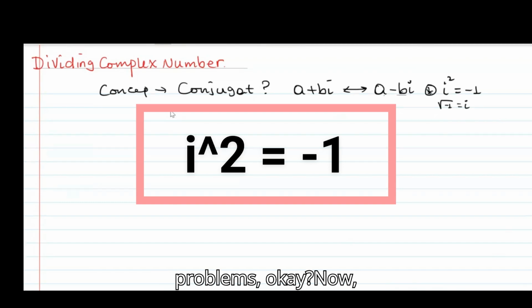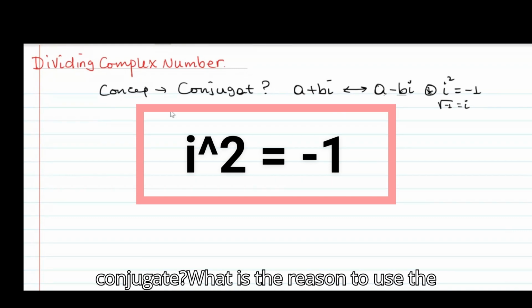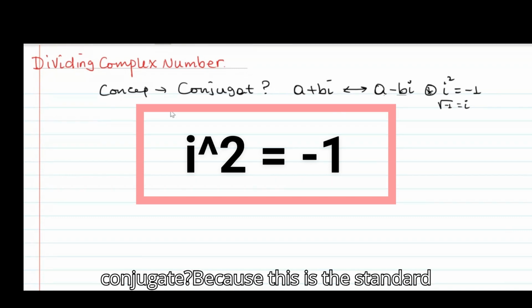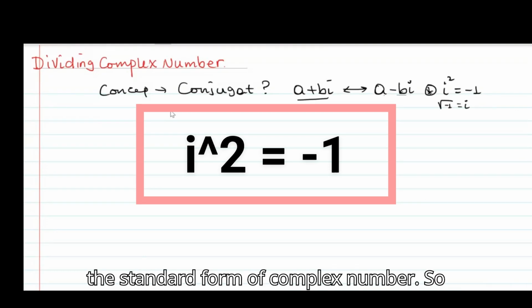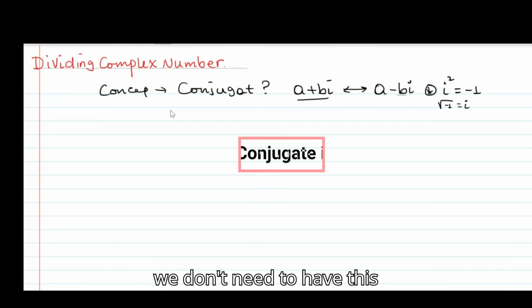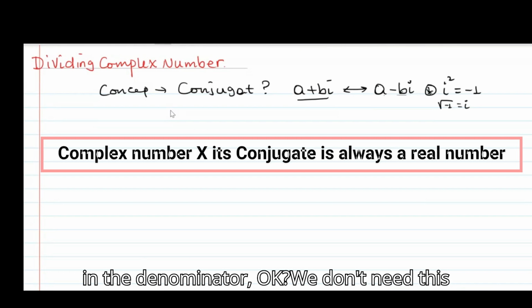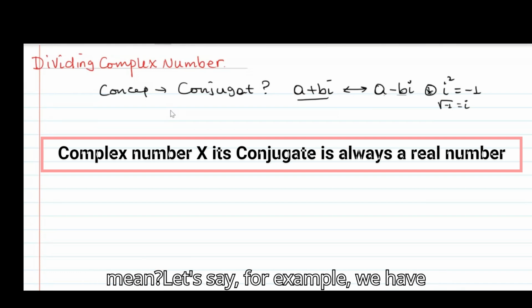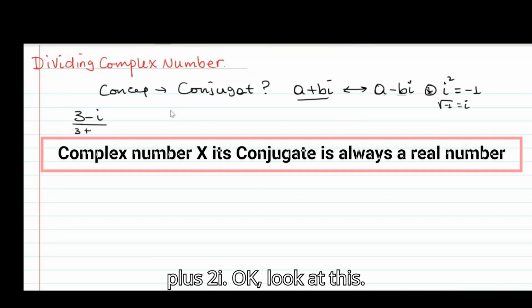Now, what is the reason to use the conjugate? Because a plus bi or a minus bi is the standard form of a complex number, so we don't need to have this in the denominator. What does that mean? Let's say, for example, we have this one: 3 minus i divided by 3 plus 2i.